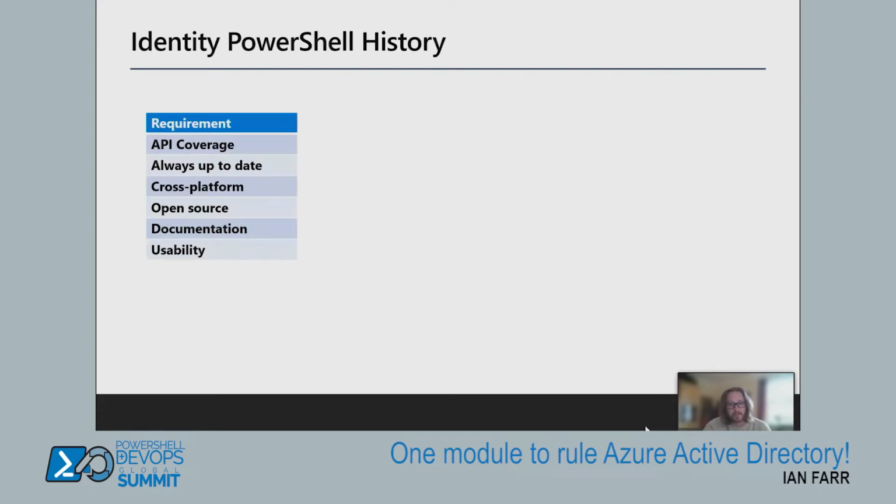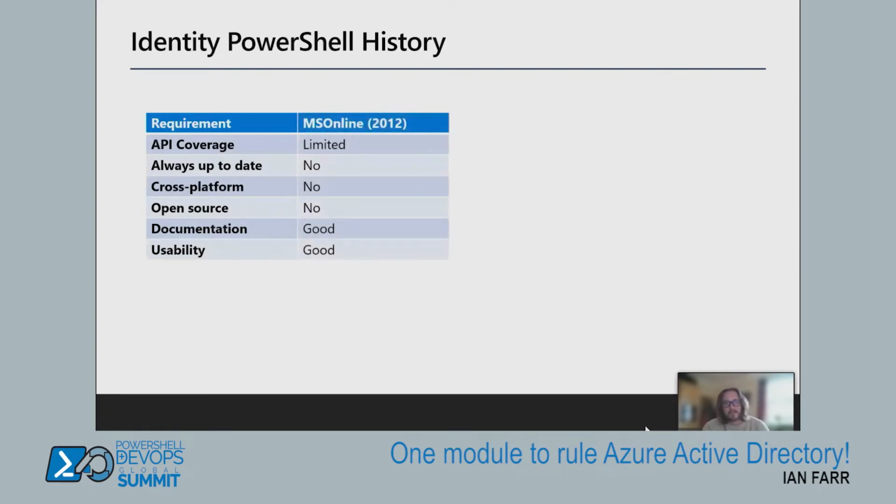Now, if I move on to the first module, this is the MS Online module. It was released in 2012, and yes, 2012, that does make me feel old. Its name comes from the Microsoft Online Services. So these are an early name for our cloud offerings, and you may see this referred to as V1.